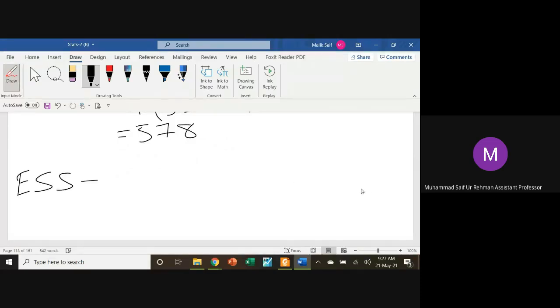ESS. So ESS is equal to, the formula for this is simply x minus, you can see in your book it is xc square, like this. But the idea is this, that you have to subtract the average that you will find out from the relevant column.